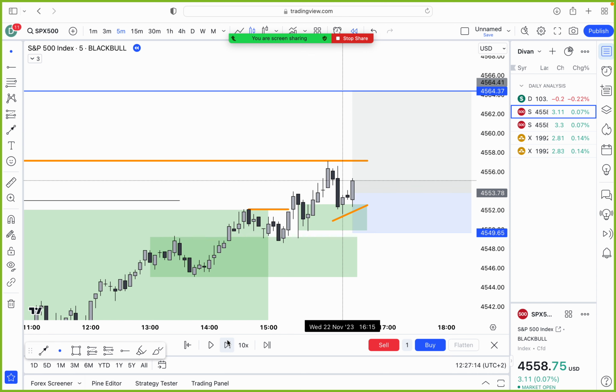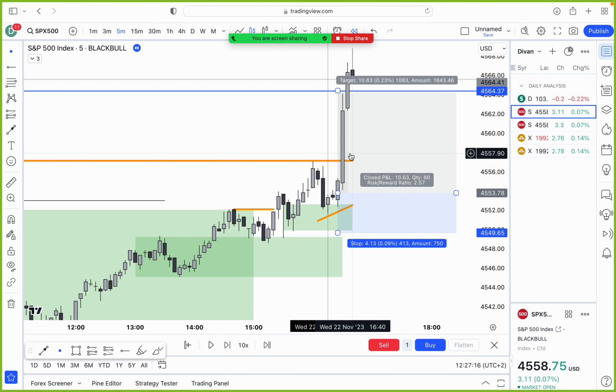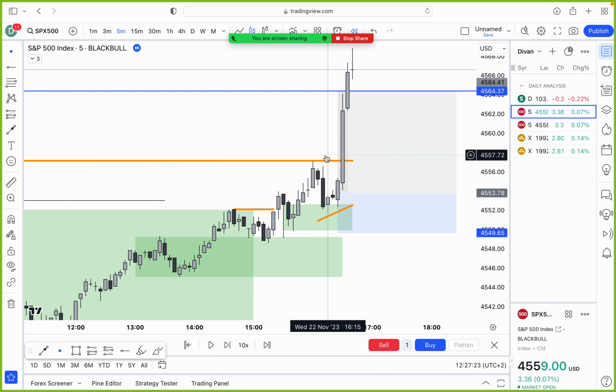So yeah, obviously with all of this momentum, after the break of this high and the close of this candle, I told everyone to go break even.